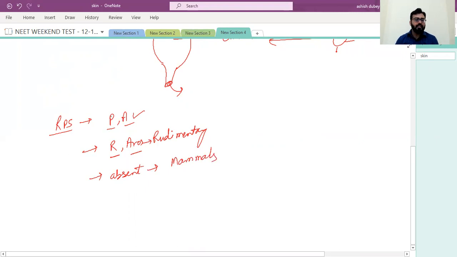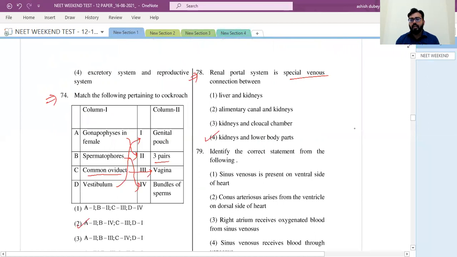Okay, it is rudimentary in the case of reptiles and apes. So the question may come from there, from the animal kingdom point of view also.